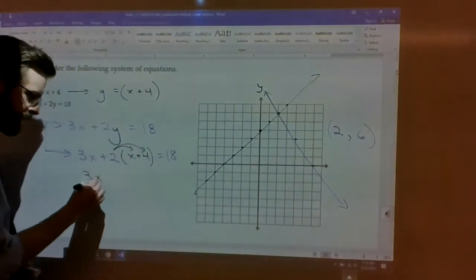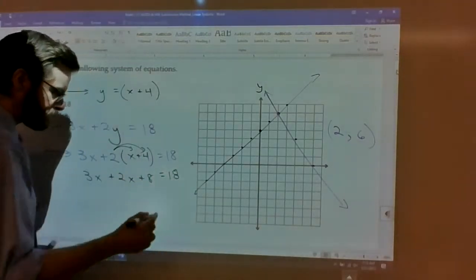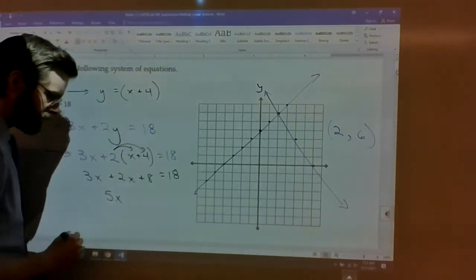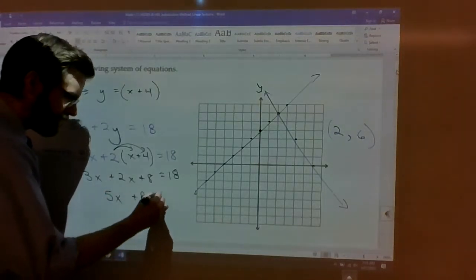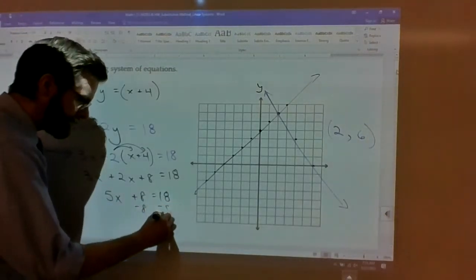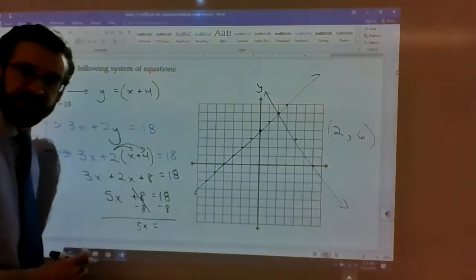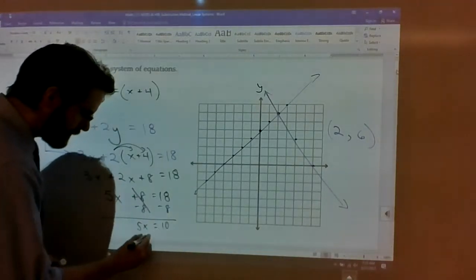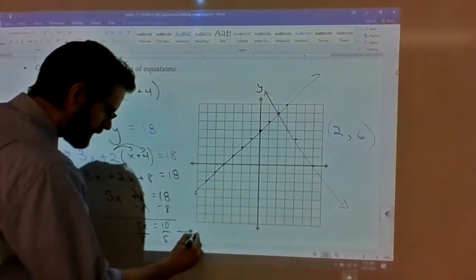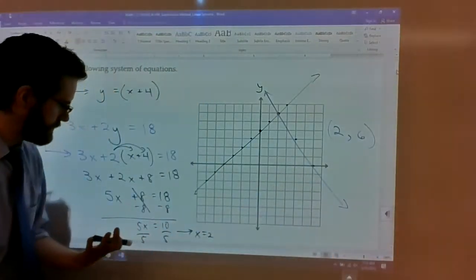So it's going to be 3x plus 2x plus 8 is equal to 18. Combine the like terms that we can, get the constants to the same side, and then divide by 5 at the end. X equals 2. Makes sense.